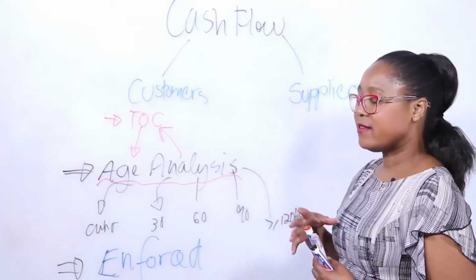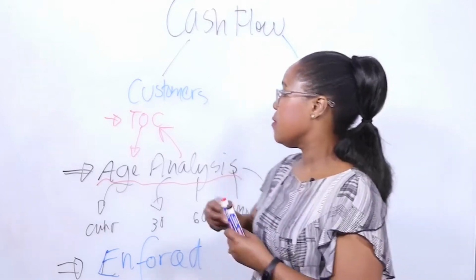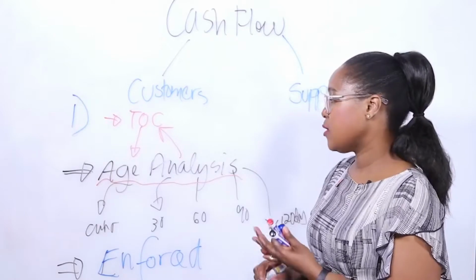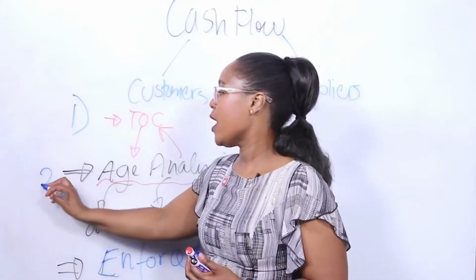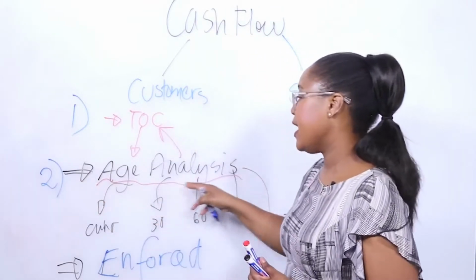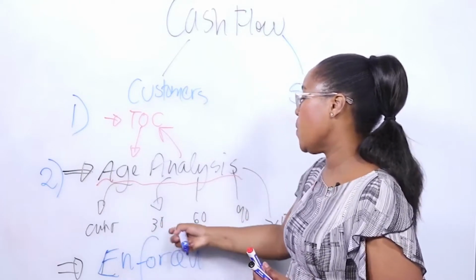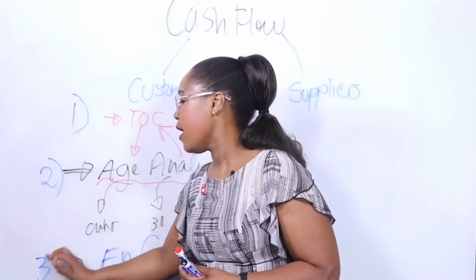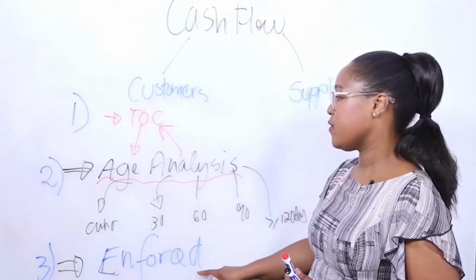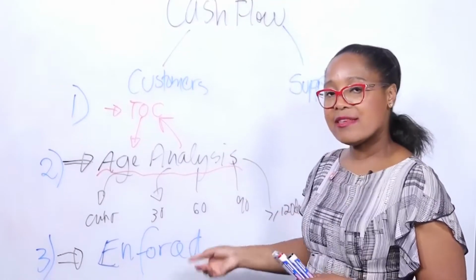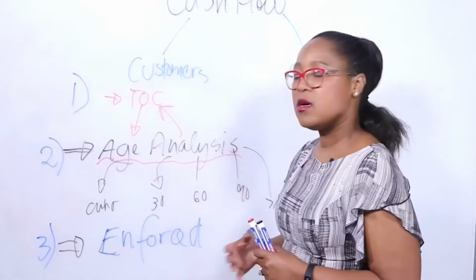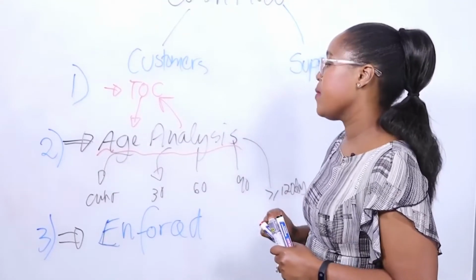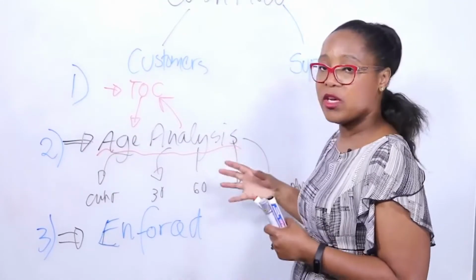So the areas that you need to watch for first is to make sure that for your agreements there are terms and conditions. Number two is to make sure that you are actually monitoring the age analysis so that you see who actually is not complying. And number three, work on enforcing the terms and conditions. That is what we call collection. That is what we also call debtors management, or should I say managing of customer collection.